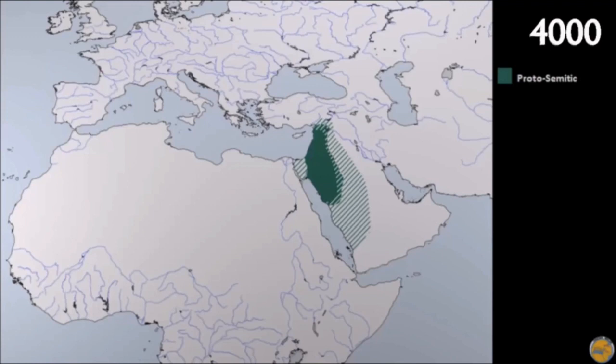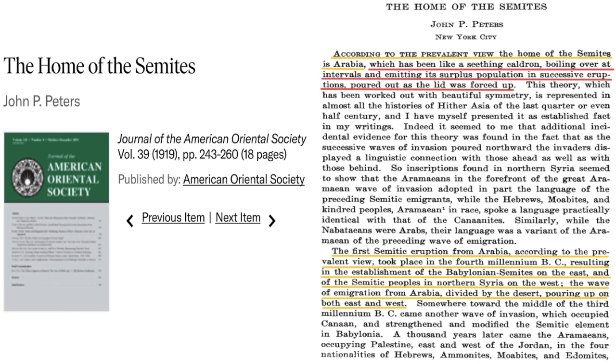So what I want y'all to keep in mind is the migration of Proto-Semites from the Levant Arabian region, and this is sort of how it would look. So let's get into some readings that deal with it. So this book, The Home of the Semites by John P. Peters. According to the prevalent view, the home of the Semites is Arabia, which has been like a seething cauldron, boiling over at intervals and admitting its surplus population in successive eruptions poured out as the lid was forced open.